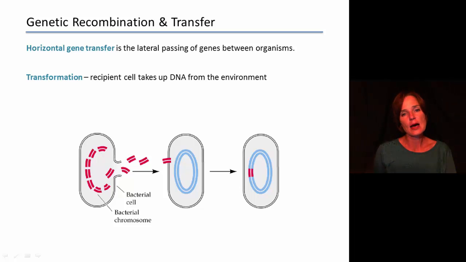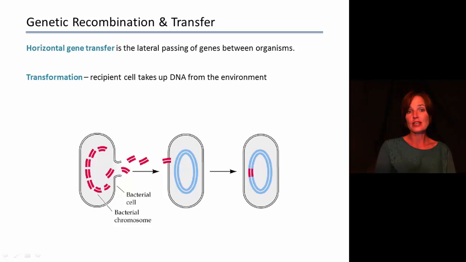One way that this can happen is through the process of transformation. Transformation is going to be when a recipient cell takes up, absorbs some DNA from the environment. So this is just DNA molecules that happen to be outside of that particular cell. So you can see that happening.